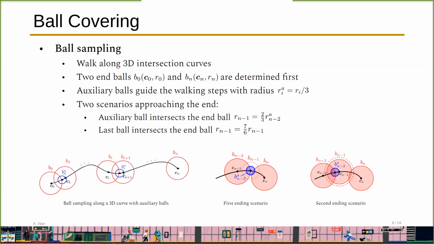And there are two scenarios when approaching the end. One is that the auxiliary ball intersects the end ball, and we simply enlarge the auxiliary ball. The other case is that the last ball already intersects the end ball, and we also enlarge this ball to ensure sufficient overlapping of adjacent balls.